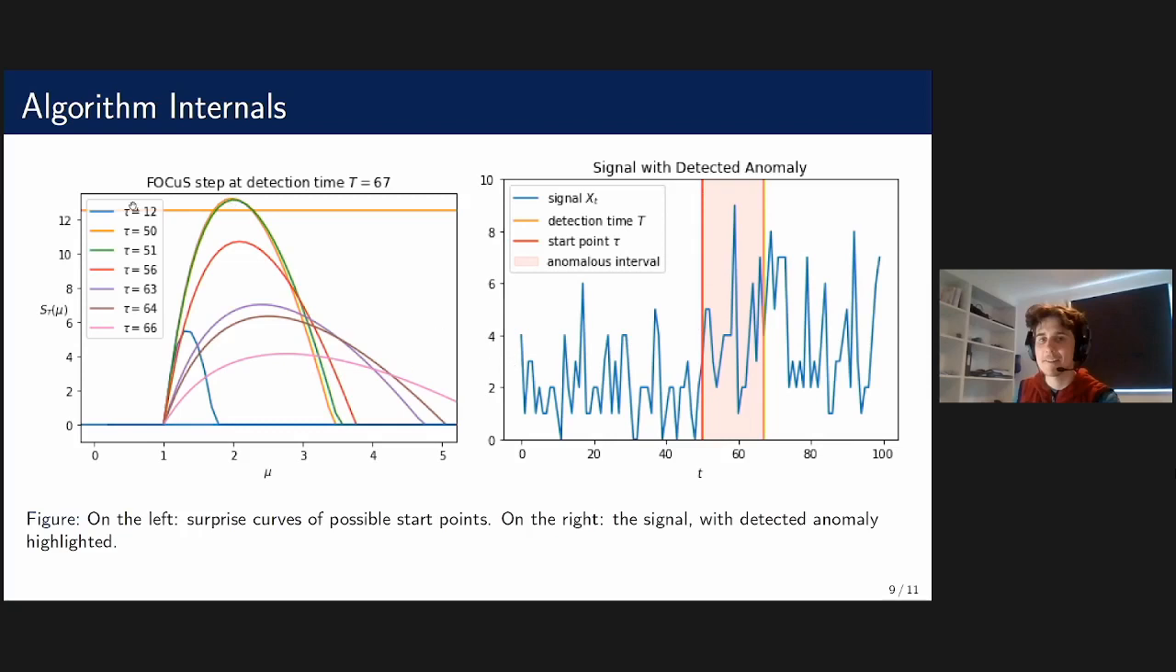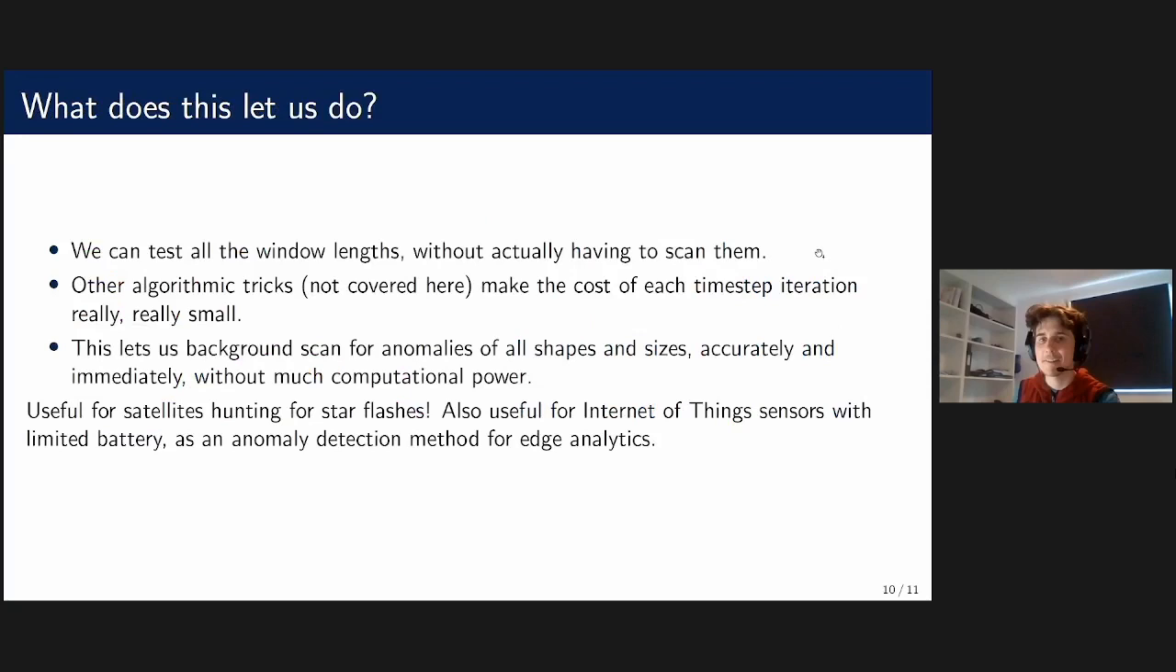You can see that, for example, all of the start points, apart from t equals 12, which is really small down here, have been thrown away for the non-anomalous data, which means that this works really quickly on a normal signal. That's great because it means we can scan all of our window lengths while not actually having to scan them.